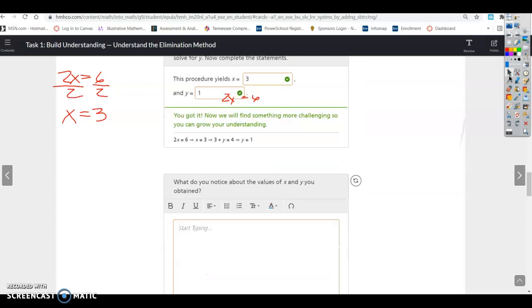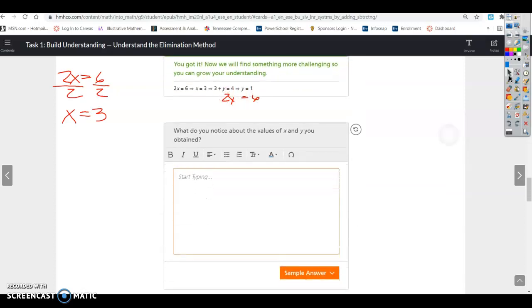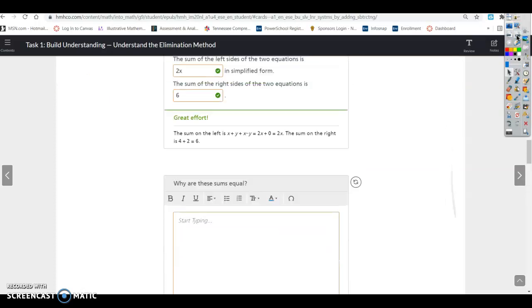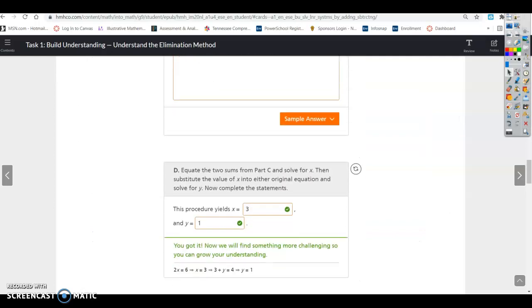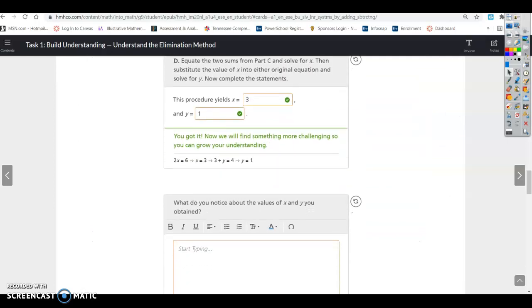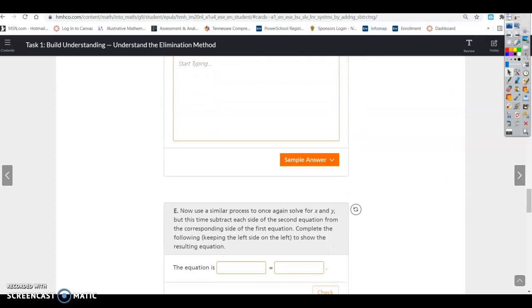So y equals 1. And then what do you notice about the value of x and y that you obtain? Well, we know that those are the solutions of the equation. We already looked at the graph and found the intersection point to be 3, 1, so that's one way to solve it. And then elimination is the other way to solve it, and we got 3, 1 in both cases.